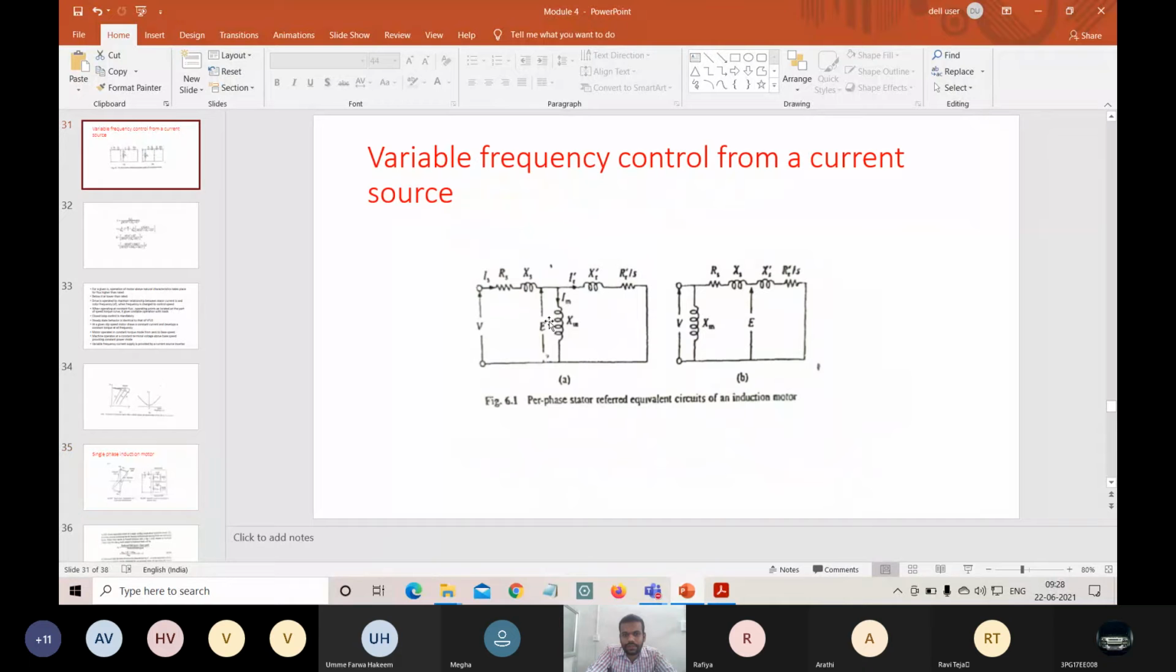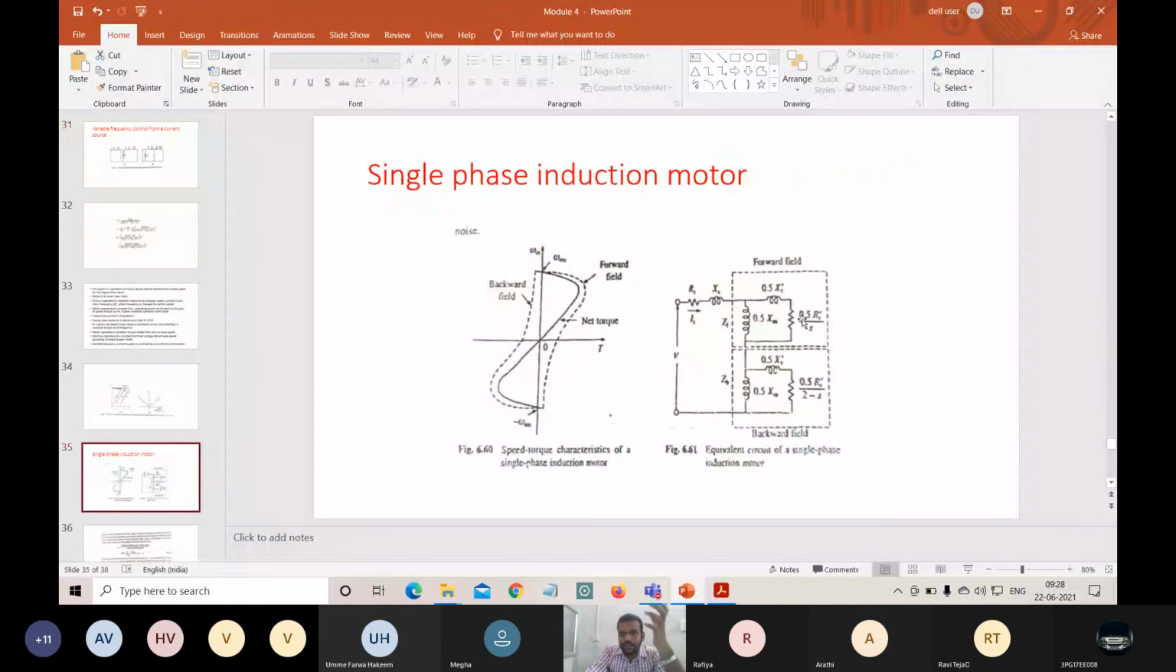So the same XM, one part is used for the forward field and the second part for the backward field. So one XM is divided into 0.5 XM. One XR dash is divided into 0.5 XR dash. Similarly, one RR dash by S is divided into 0.5 RR dash by S. So actually this is the concept.